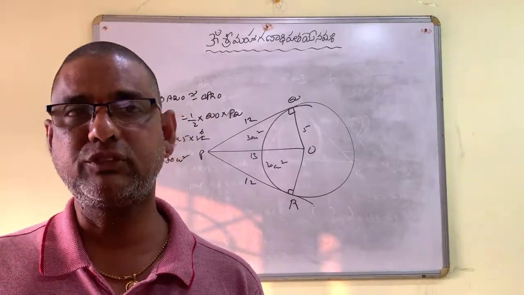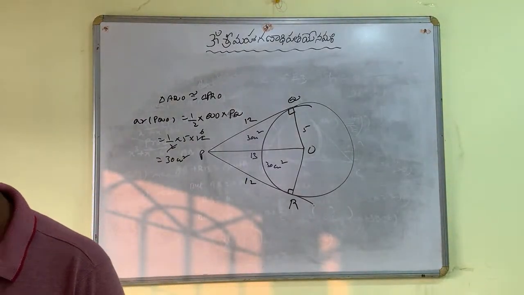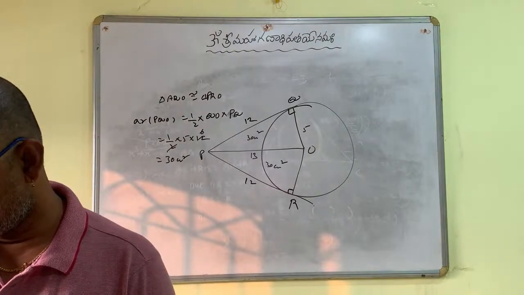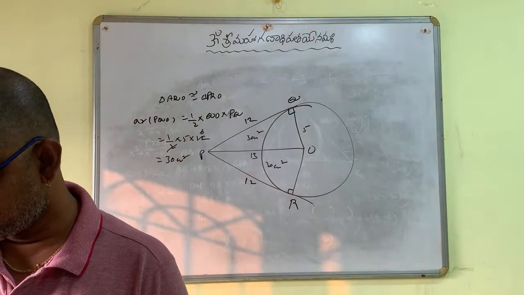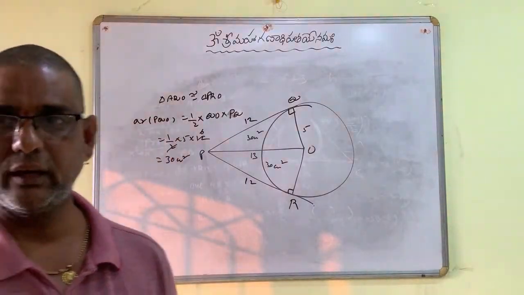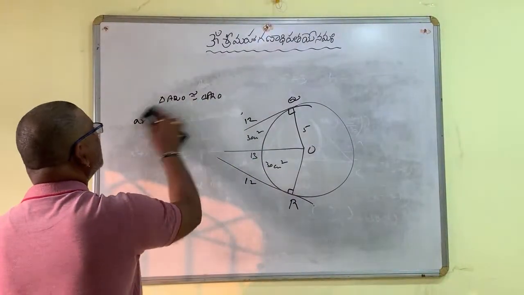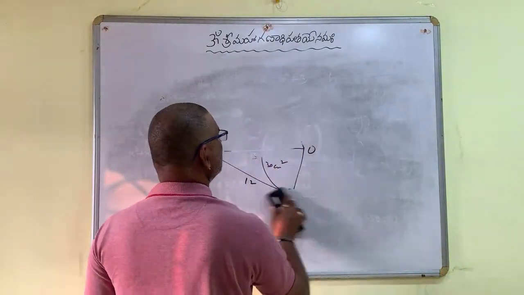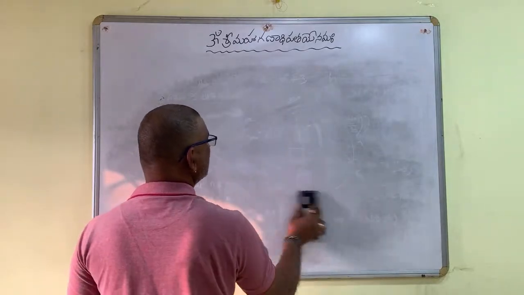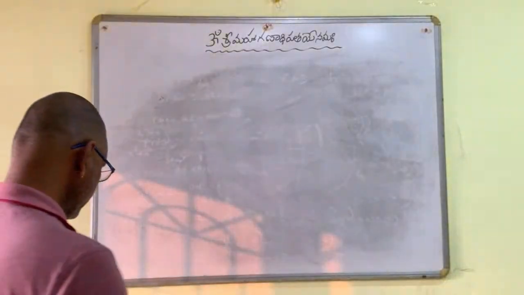In which question paper, Hansini? 34th question. Is it R question or the first one? First one, okay.